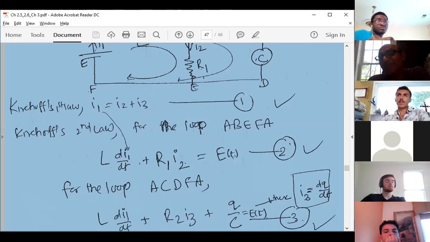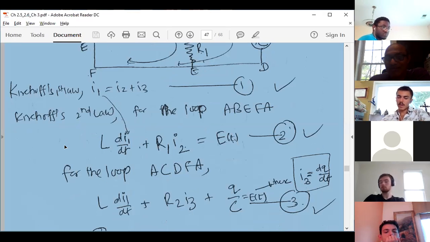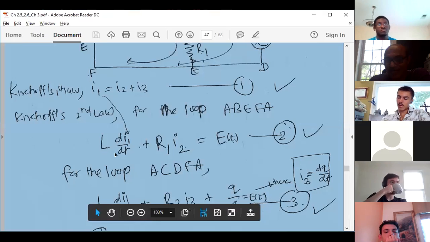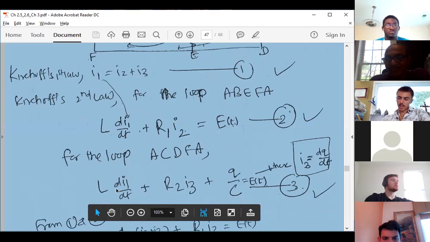No I1, that means I have to remove I1 from my equations to set up the second equation. How can I remove I1? If I focus on equation 2 and 3, and if I compare these two equations, because E(t) is there, if I write this left-hand side equal to this left-hand side, because both the right sides are the same.